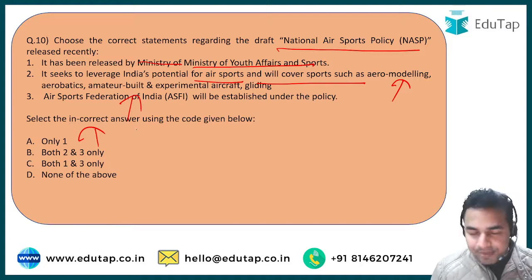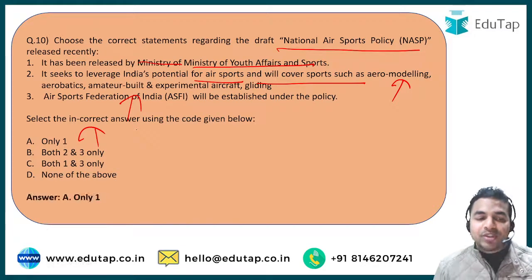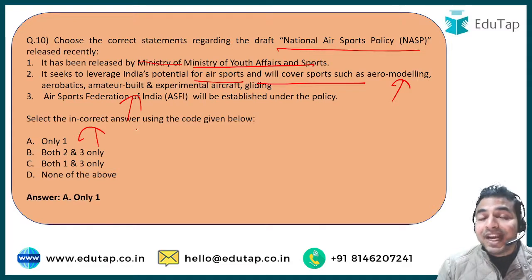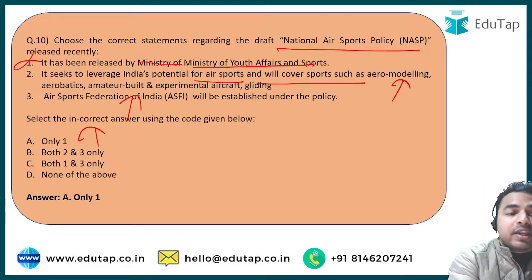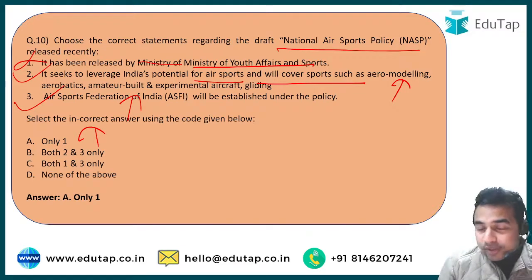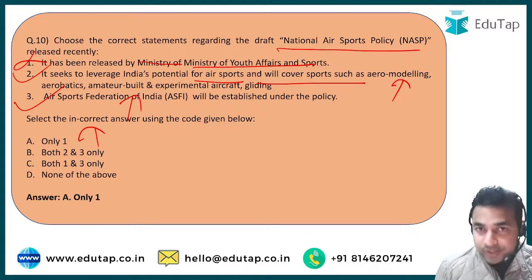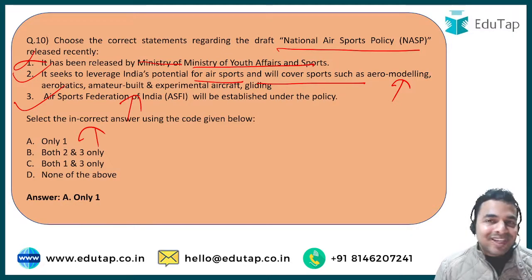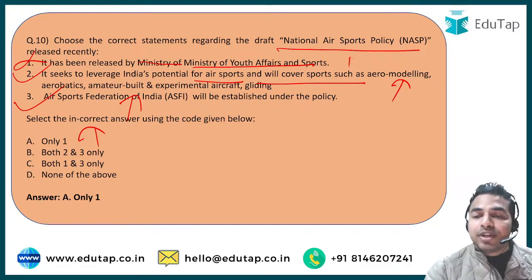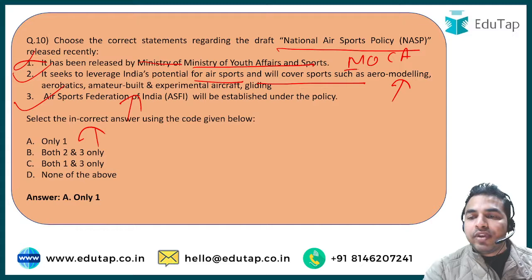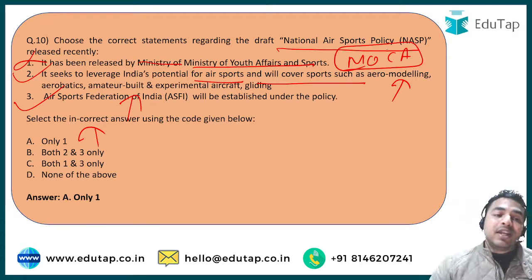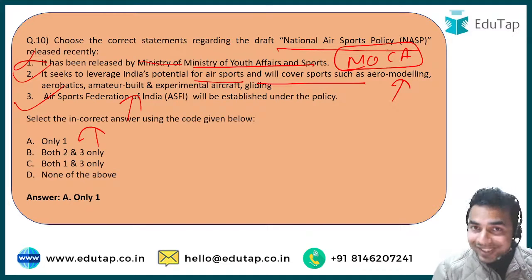When we talk about the right answer to this question, the right answer is option A, that is only statement 1 is incorrect. That means statements 2 and 3 are correct. And what is wrong in statement 1? It says that it has been released by the Ministry of Youth Affairs and Sports, but it has not been. It has been released by the Ministry of Civil Aviation, and that is the reason that statement 1 is incorrect.